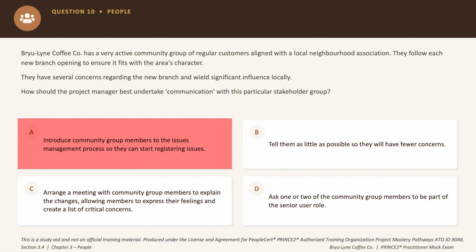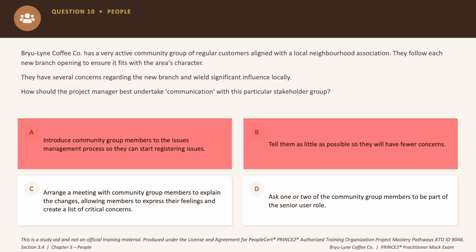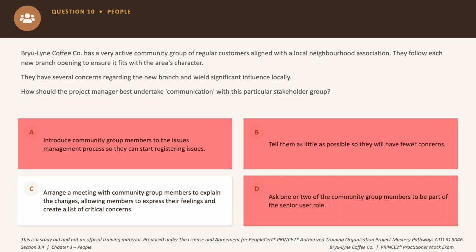Option B says tell them as little as possible. Now that might sound tempting if you want fewer complaints, but it's exactly the wrong instinct. Reducing communication with resistant stakeholders might make things worse for the project manager. And I hope none of you have selected this answer choice, right? So eliminate it. Option D says ask one or two team members to join the senior user role. Now that is a structural change disguised as communication and it does not address their concerns, because the senior user is a project board role and you cannot get any Tom, Dick and Harry to come and sit in the senior user position. So eliminated.